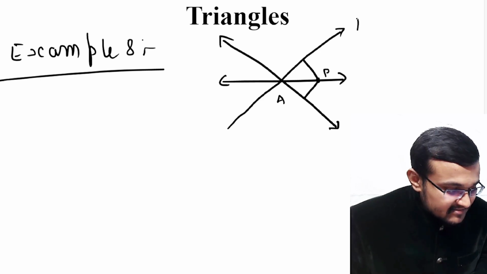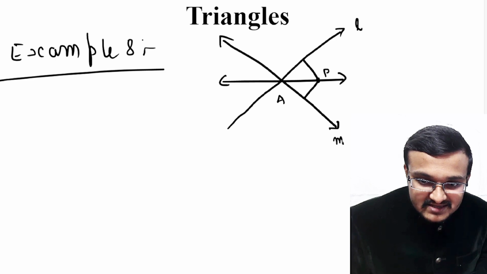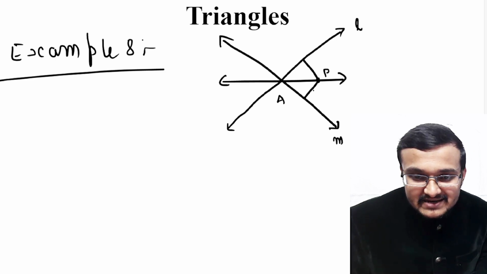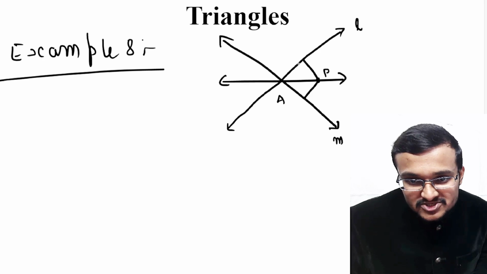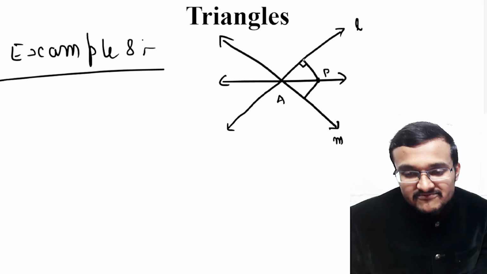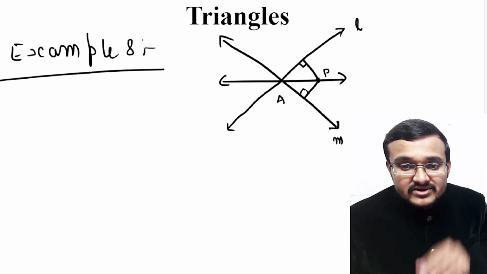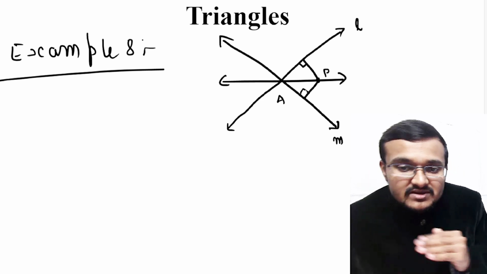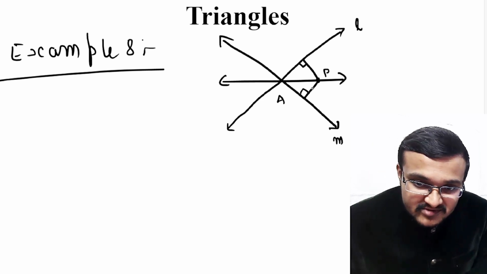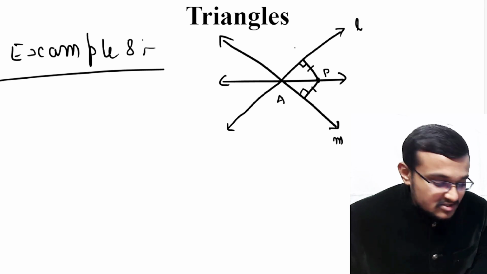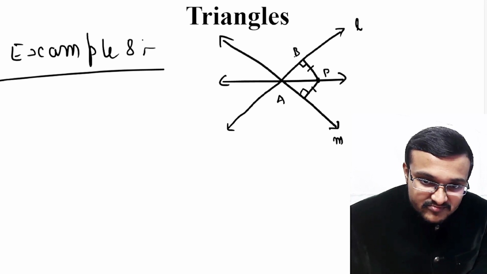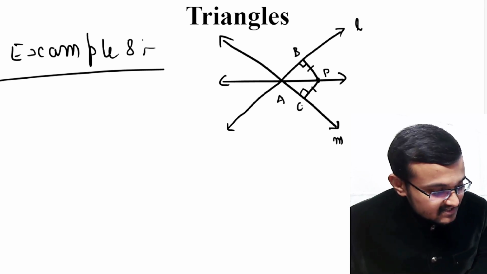So this line is named as L and this line is named as M. Point P is equidistant from L and equidistant from M. That means you have to take a perpendicular line from L to P, and a perpendicular line from M to P, and these two sides will be equal to each other. This point is named as B and this point is named as C.